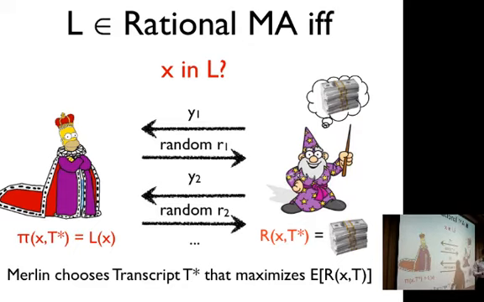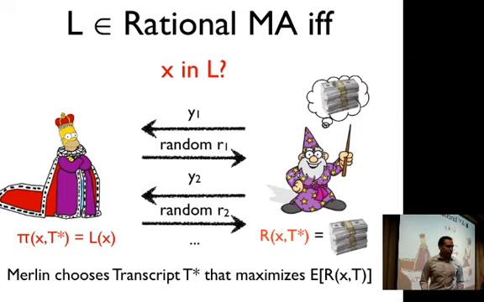Why unique? The theorems will work with unique. It doesn't need to be unique, but for simplicity, let's say it's unique. So there's a unique transcript T star that maximizes the expected reward. And when you plug it into this function, it either tells you, yes, X is in L, or it tells you X is not in L, depending on what the right answer is. Does that answer your question?